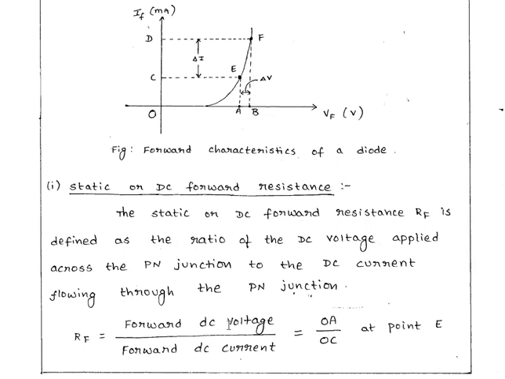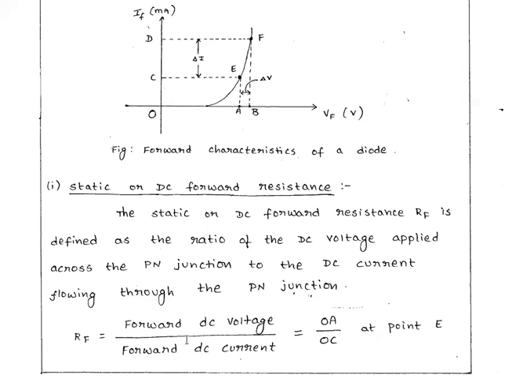So it is a ratio of forward DC voltage to forward DC current. We can define it as the ratio of DC voltage applied across the PN junction to DC current flowing through the PN junction. We can also define it as OA by OC, where OA is the change in voltage and OC is the change in current. That is Y by X.